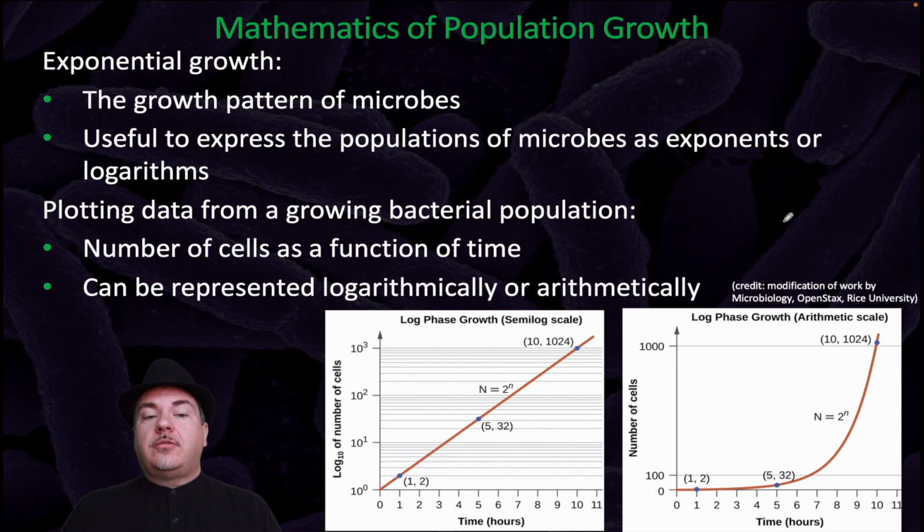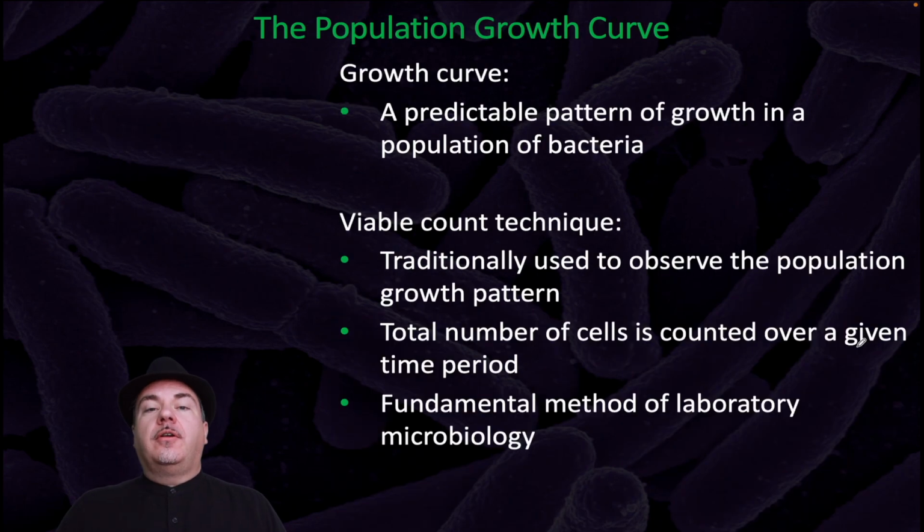Well, we have exponential growth, which is the growth pattern of microbes. It's useful to express populations of microbes as exponents or logarithms. Plotting data from a growing bacterium population is where we plot the number of cells as a function of time, and it can be expressed either logarithmically or arithmetically. The growth curve is a predictable pattern of growth in a population of bacteria.